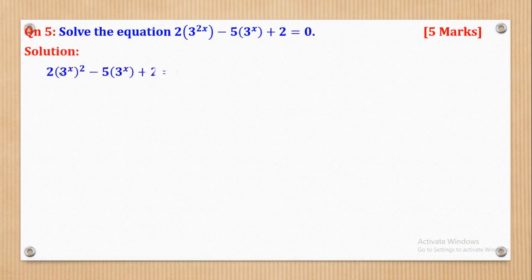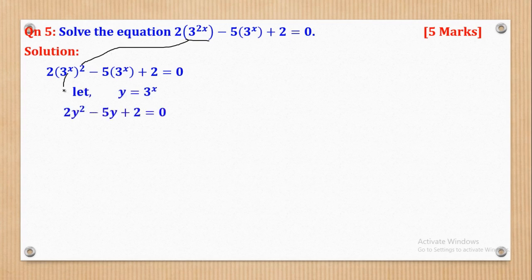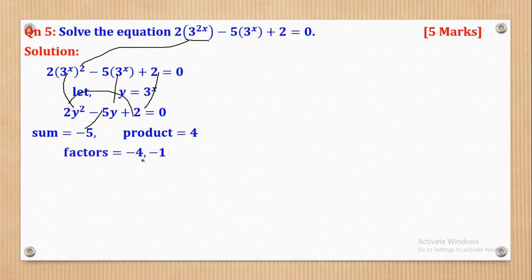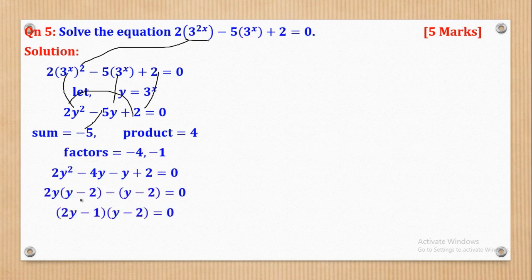So the first thing to do is to remember that this one is the same as this. We are rearranging the powers, 3 to the power x in brackets to the power 2. Then from there I will say let y be equal to 3 to the power x. Then I substitute, this becomes that, this becomes this, and this becomes that. Now this is a quadratic, and the sum is negative 5 and the product is 4. Therefore the factors are negative 4 and negative 1, implying that this is that. Therefore I can factorize to come up with that expression. That means that y is equal to a half or y is equal to 2.